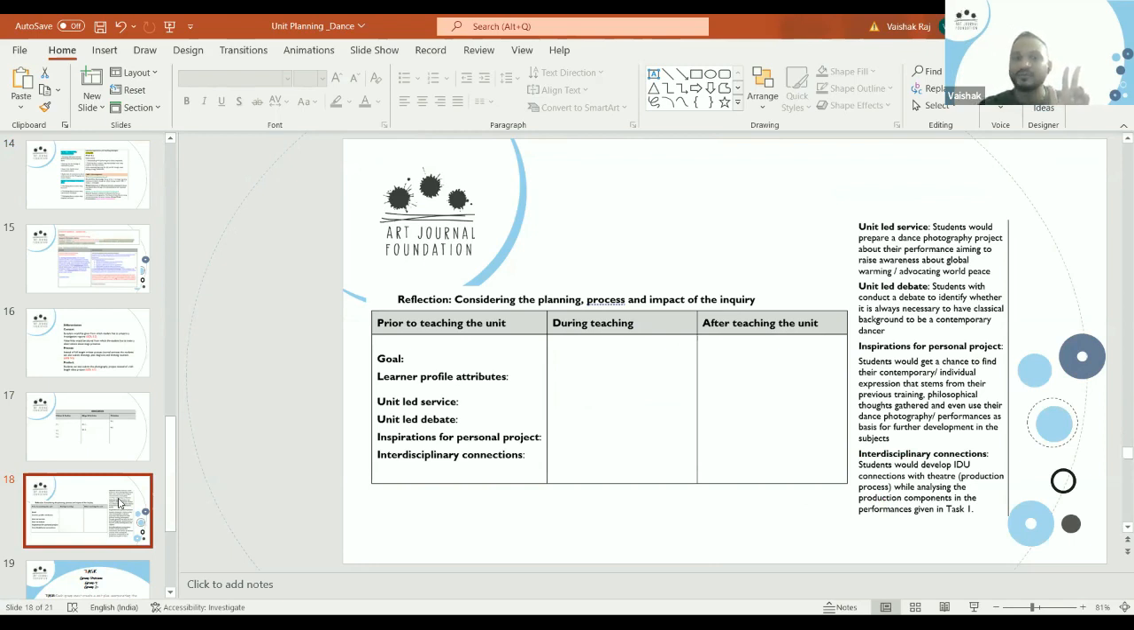Talk about the learner profile attributes. Not every learner profile, specifically what all will be inculcated. Is there scope for unit-led service? There should be unit-led service actually. For example, if they're exploring, say, contemporary dance movement, now with that, what else can they do? Can we create a task where they're raising awareness against something like deforestation? Last year, in 1 or 2 of my sections, one section did something on climate change. One section did something on gender equality, using the same, but it was totally student-led. So this is a unit-led service.